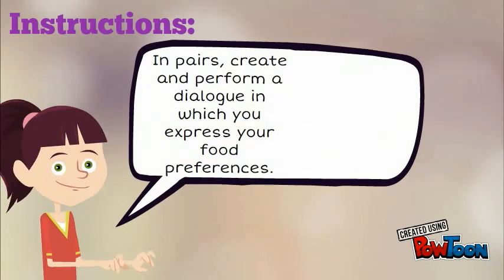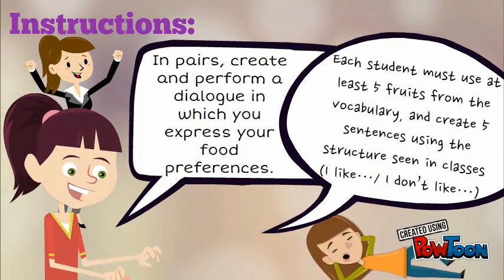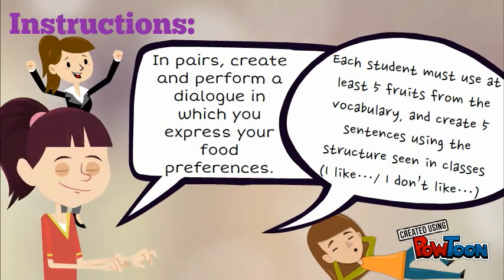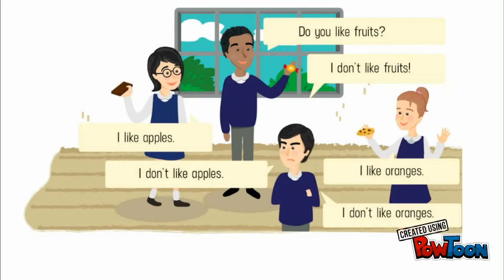The instruction for the students to follow is: in pairs, create and perform a dialogue in which you express your food preferences. You must take into consideration that each student must use at least 5 fruits from the vocabulary and create 5 sentences using the structure seen in classes: I like, I don't like. This is one of the dialogues suggested in the student's book for 5th grade, but we changed the content.